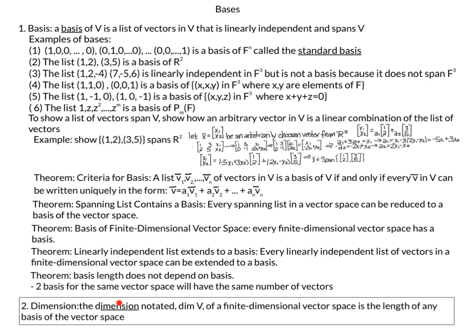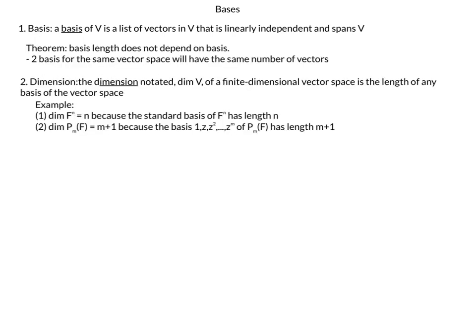So the dimension of a vector space, notated dim V, of a finite dimensional vector space is the length of any basis of the vector space. In other words, the number of vectors in a basis of the vector space. And I'll give you one example as our closing example for this video. Here's our definition of dimension.